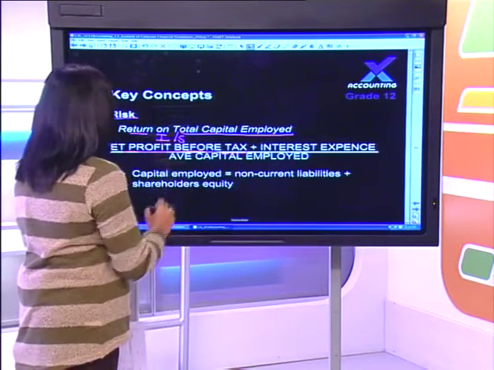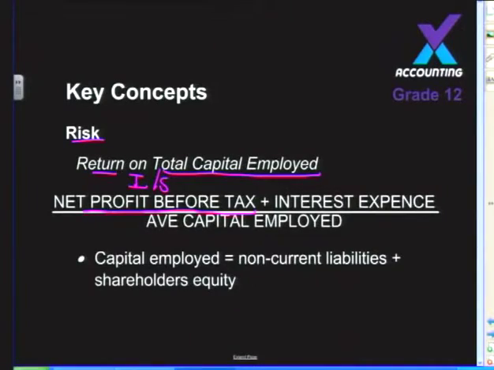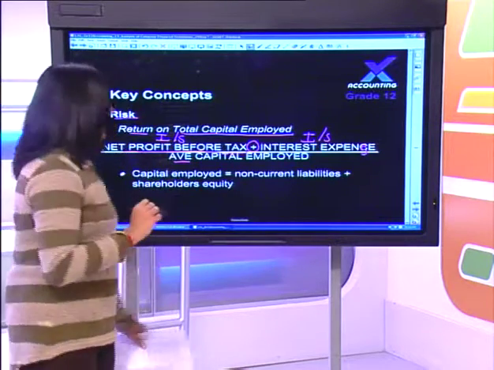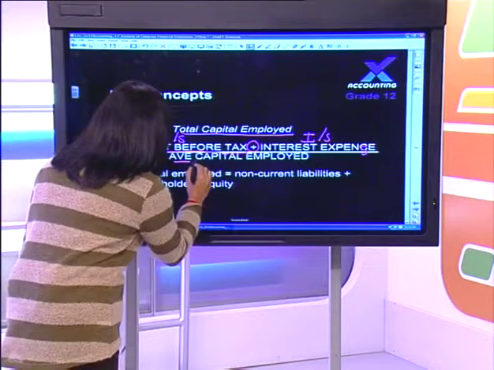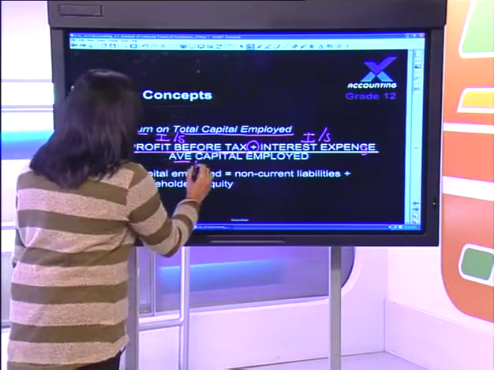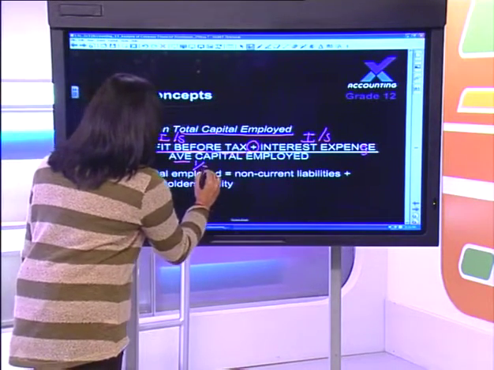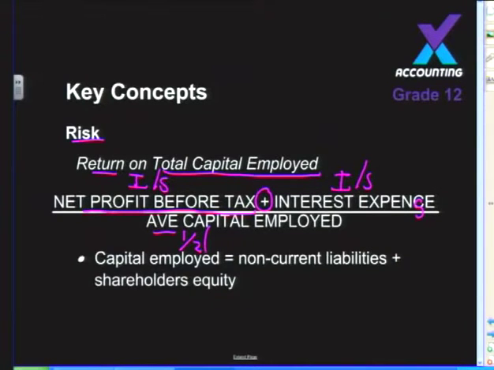So net profit before tax is from my income statement. To this, I'm then going to add interest expense, which I also get from my income statement. And I'm then going to divide this by average capital employed. Now, guys, the word average, and I know you've come across this before in grade 11 and grade 10, average is simply the half of current year plus the previous year.